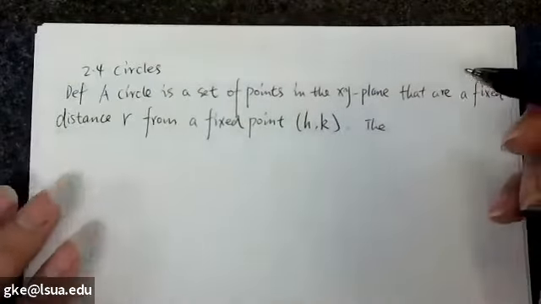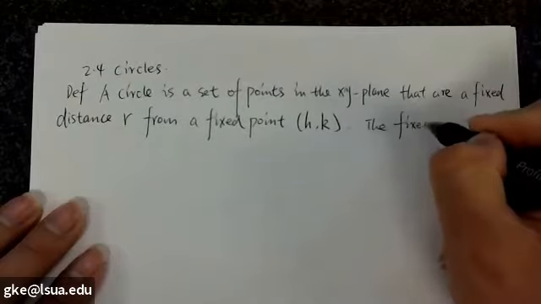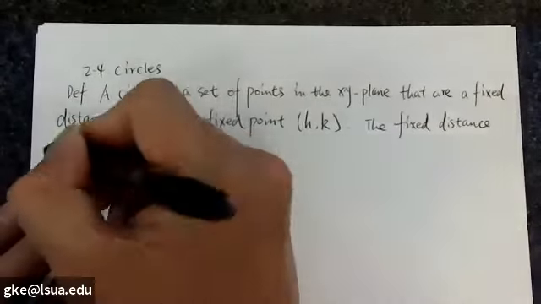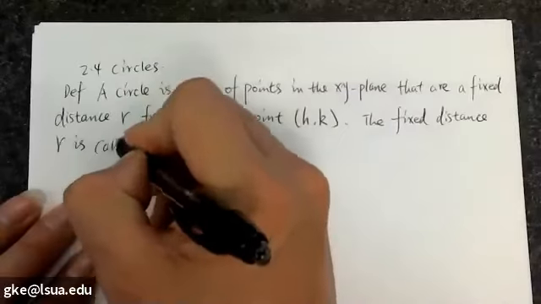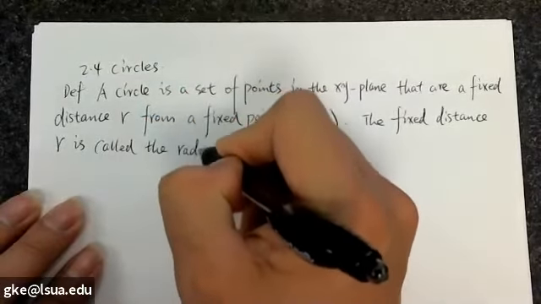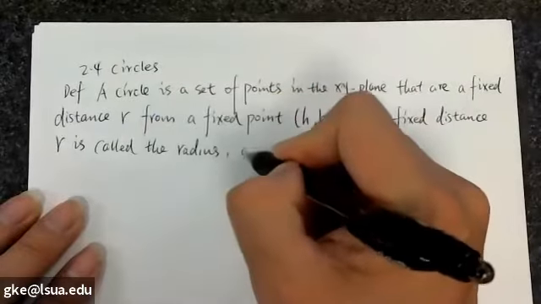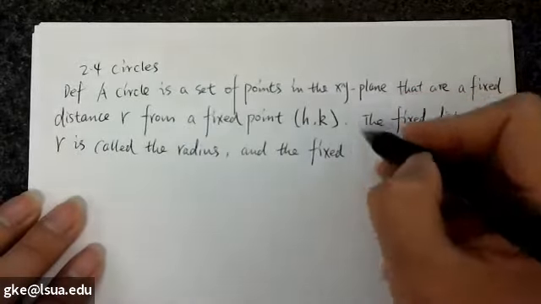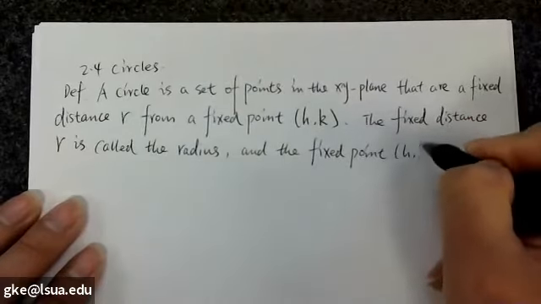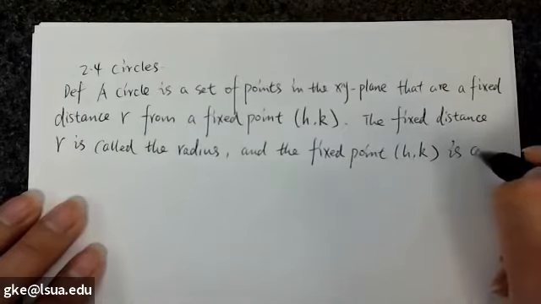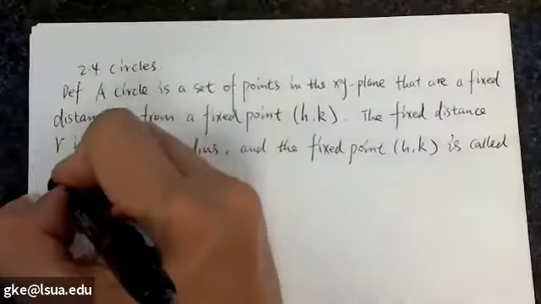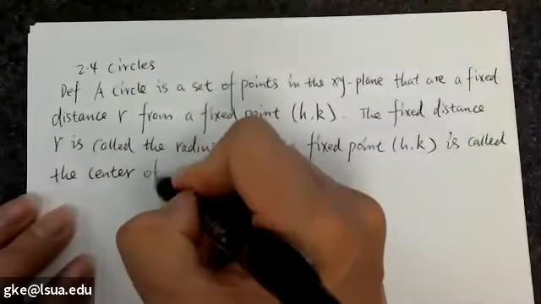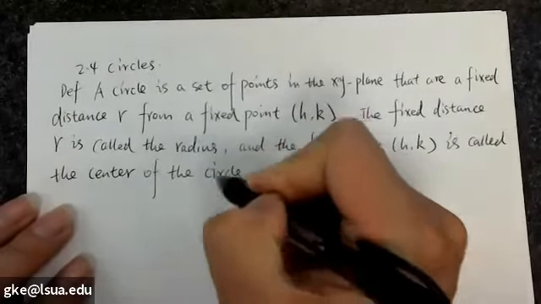The fixed distance r is called the radius, and the fixed point (h, k) is called the center of the circle. Okay, center of the circle.